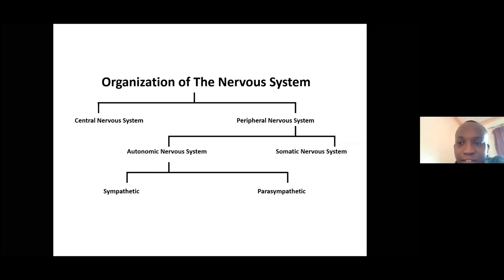The autonomic nervous system is divided into two main components. We have the sympathetic, and then we have the parasympathetic. The sympathetic always has the opposing reaction to what the parasympathetic does. So if the sympathetic, for example, increases the heart rate, the parasympathetic will do the opposite. It will decrease the heart rate.